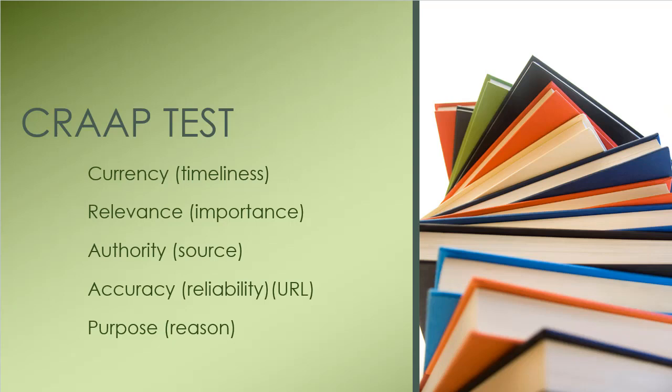What does the URL reveal? .edu and .gov are your best bets because .edu is usually written by educators, and .gov is written by government agencies. Then consider the purpose of the article, whether it's meant to inform you, to teach you, to sell you something, to entertain you, or to persuade you. What is the point of view? Is it objective and impartial, or is it fact, opinion, or propaganda?